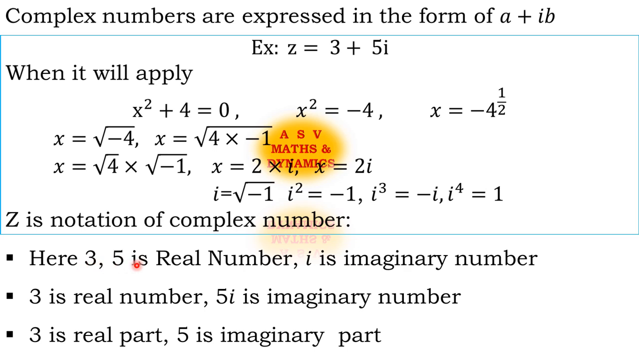You see, if you connect the numerals and letters, you can tell it is a complex number. Separately, it is an i. But here, 3 separate means real number, and 5i as a whole means imaginary number. Only if you split the terms, 3 is the real part, 5 is the imaginary part.